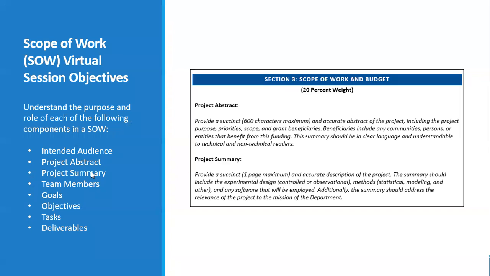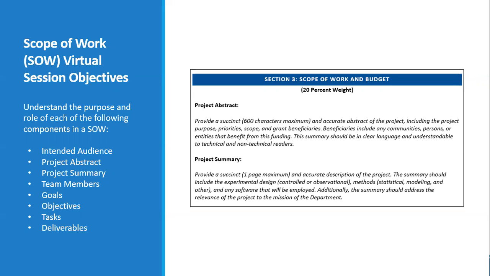We really want to help you understand the purpose and role of each of the components of the scope of work. I'll mention that, as you can see here, section 3 of our application is comprised of a scope of work and budget. We will not be discussing the budget section today. That's covered by a separate series of virtual information sessions. 2 of those are complete, and 1 of them will be conducted in November. If you're interested in reviewing those files, they're posted to our websites as well.